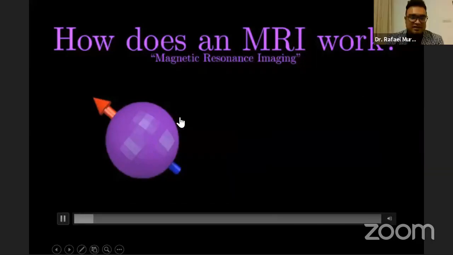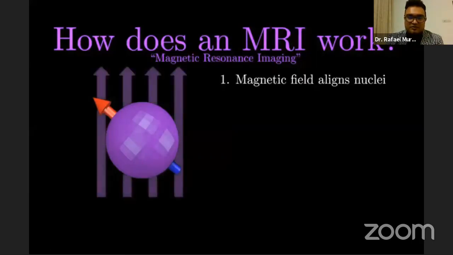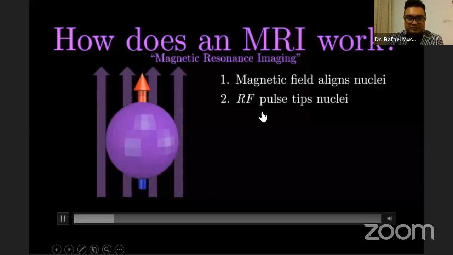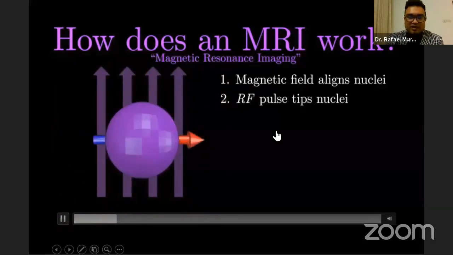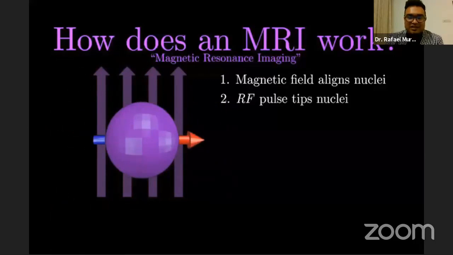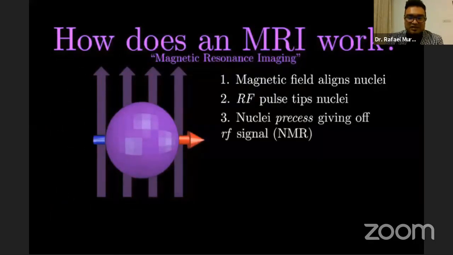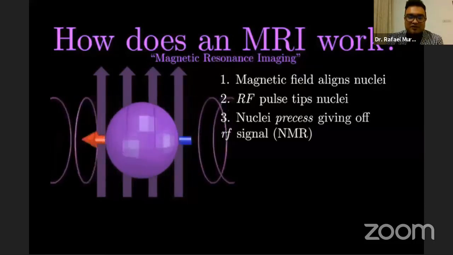So I guess this is an hydrogen atom. So the magnetic field aligns the nuclei. It goes in longitudinal direction and sometimes in the transverse direction. And the RF pulse, it tips the nuclei. And the nuclear process giving off the RF signal.